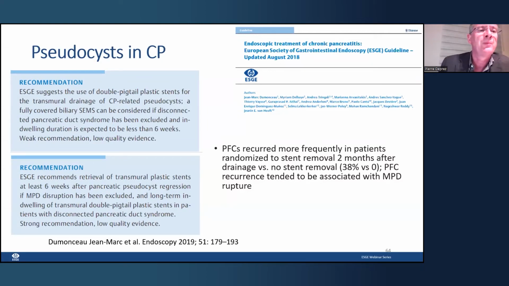pancreatic duct obstruction. And then about technical aspects, double pigtail stents are preferred, and fully covered stents or LAMS can be considered if disconnected pancreatic duct syndrome has been excluded. Of course, because in this case, you should only place plastic stents, or if you place a LAMS, you should replace it with a plastic stent as soon as possible. And also about the timing of drainage, you should leave the stents at least 6 weeks, because there are studies showing that if you remove the stents too quickly, in less than 2 months, there is a high risk of recurrence.